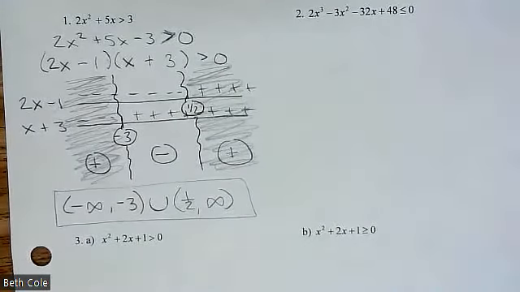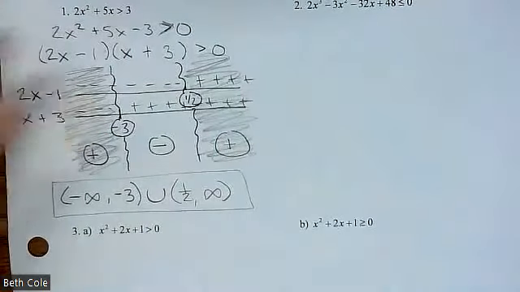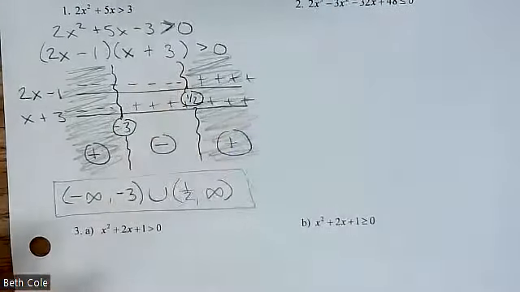If I made you graph it, please, I want you to understand what we actually did. If you were to graph it, this is where the graph would be above the x-axis. This section is where the graph would be below the x-axis. Good, perfect.